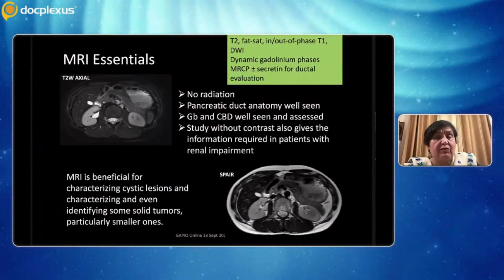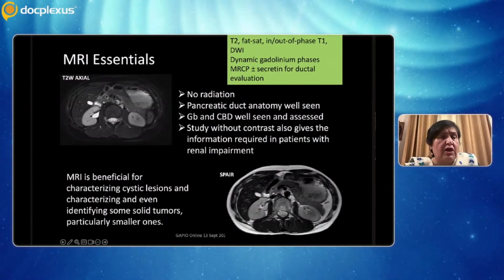Pancreatic duct anatomy is much better seen on MR than on CT. The gallbladder and CBD are well seen and assessed. You can even see radiolucent calculi. And study without contrast also gives you information required in patients who have renal impairment. So it's a good investigation to do. Cost and availability is the other problem or a drawback.